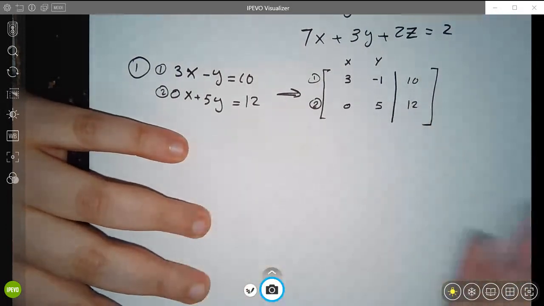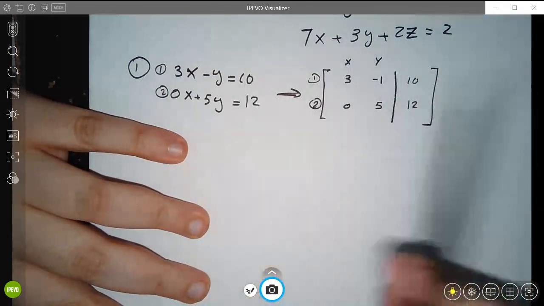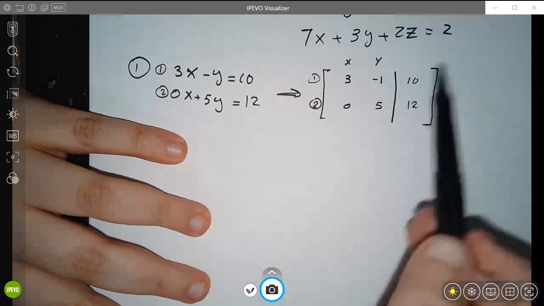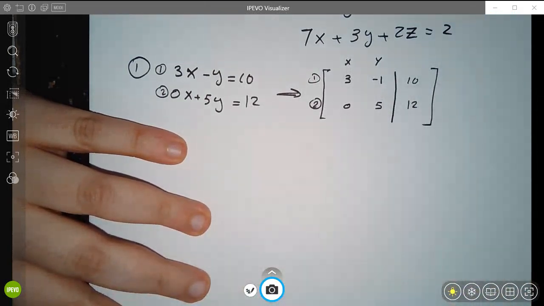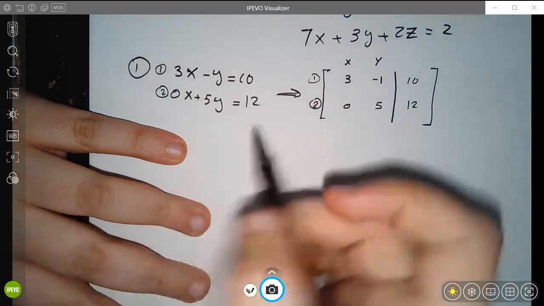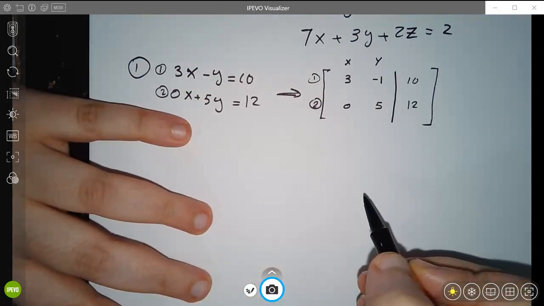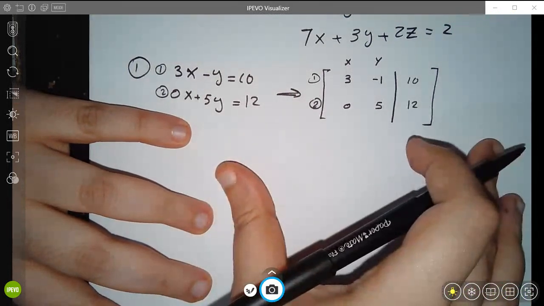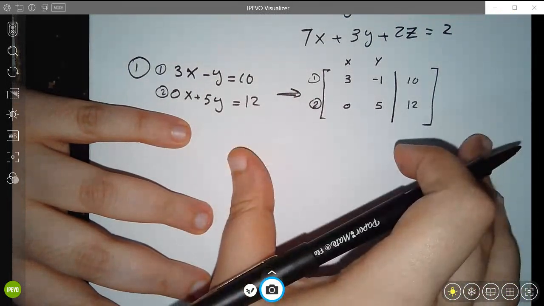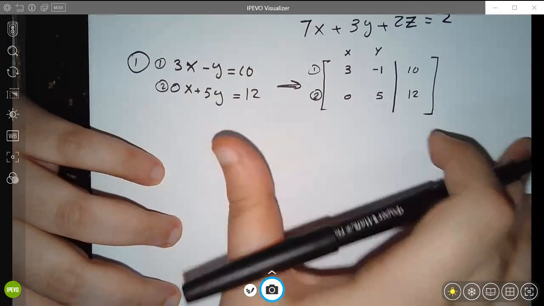Simple enough. Now every time you do this, you're not going to write x, y, z, blah, blah, blah. You just understand that each column is a different variable, each row is a different equation. But for the first time, or a few first times, let's say, we're going to do this. Okay? So we just wrote the system in a matrix form. So far, so good? If you guys have any questions, let me know.